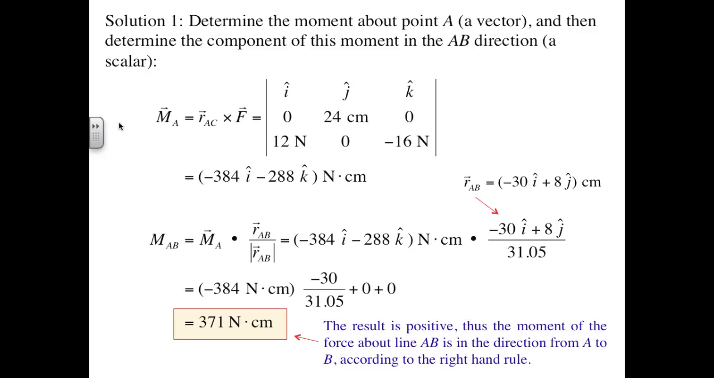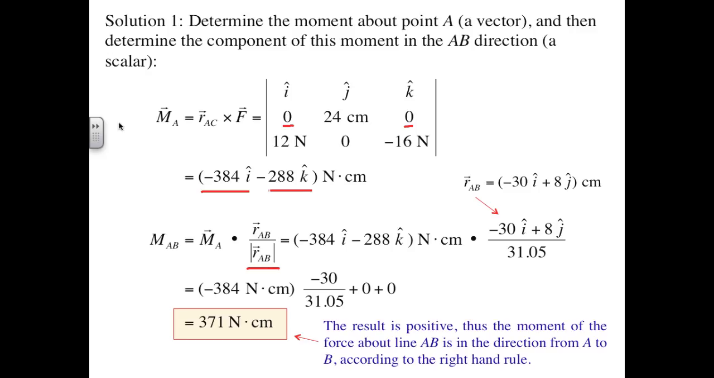In the i direction, we simply have 24 centimeters times minus 16 newtons, which gives us the minus 384 newton centimeters along i. We have no contribution from j because of the zeros at these two locations. And then in the k direction, we have 0 minus 12 times 24, or minus 288 newton centimeters. So our moment about A consists of a component in i and a component in k. We then dot that result into a unit vector pointing along AB, and in this case we've left the unit vector as the relative position vector from A to B divided by its own magnitude.